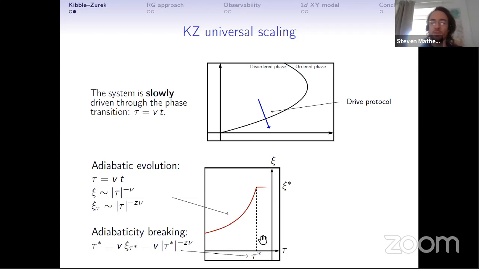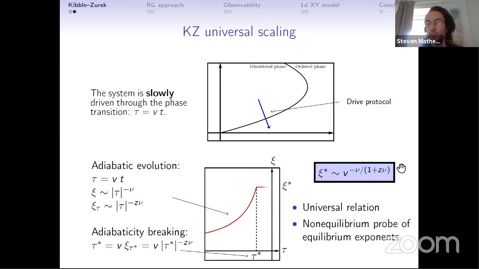And what happens is that at some distance to the critical point, adiabaticity breaks. And you can see this by simply seeing that at some point, the distance to the critical point will be equal to the distance traveled within one relaxation time. And by setting these two equal, we can extract a scaling law for tau star as a function of v, and recast as a function of psi star. So this guy here, the correlation length at saturation, we get this famous Kibble-Zurek scaling law.